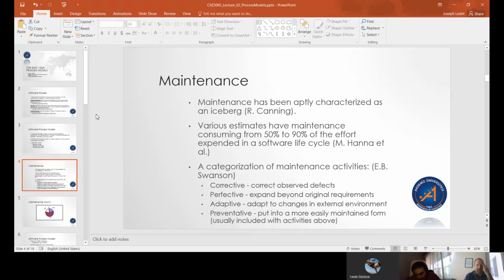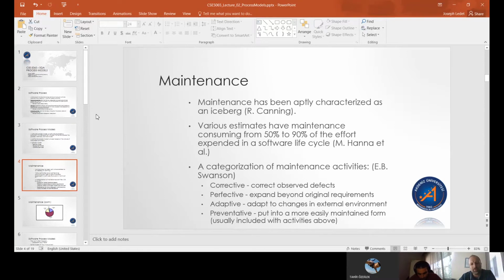Perfective would be additional things, like if we want to add new functionality. This is something the user or customer didn't originally ask for, but they want it now. Things have changed, stuff like that. Adaptive is to adapt to changes, so some security stuff might be related to that. Preventative, you might call this refactoring, putting code into a more easily maintained form.